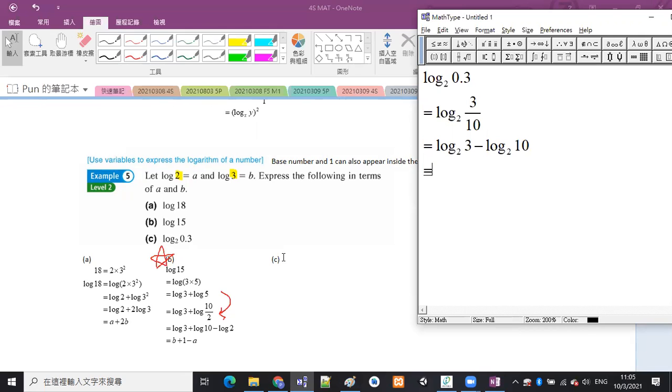Okay? And then we are going to use the base changing formula. Log 3 base 2, where the base is wrong. Then I'm going to change to log 3 over log 2, but with the new base. New base is the base that we can use, that is base 10. Okay? Base 10. You can of course skip writing the 10, but I want to show you that I have changed the base. Okay?